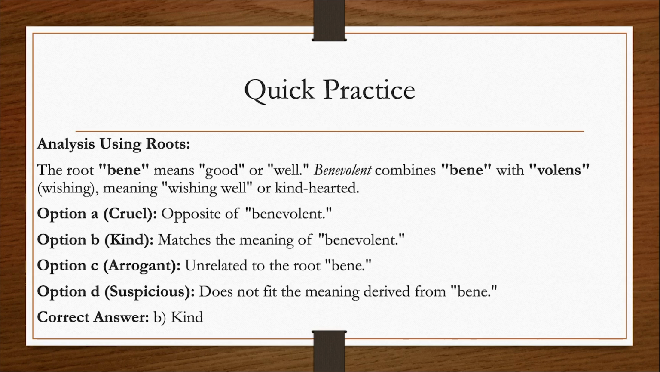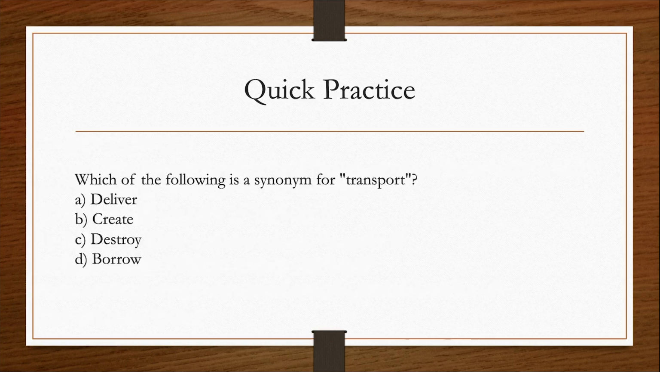Option A is rather the opposite. Option B, kind, that is benevolent. Option C is unrelated, and like we know the word arrogant is something different. And option D is suspicious. These do not fit the meaning derived from bene. So option B is the correct answer.